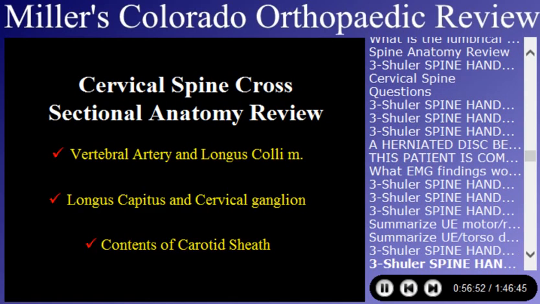Key testable items on cross-sectional anatomy. You got to know the vertebral artery relationship to the longus colli muscle. No questions asked. You got to know that. You got to know the longus capitis and cervical ganglion relationship. Contents of the carotid sheath, and we'll go over each one of these.